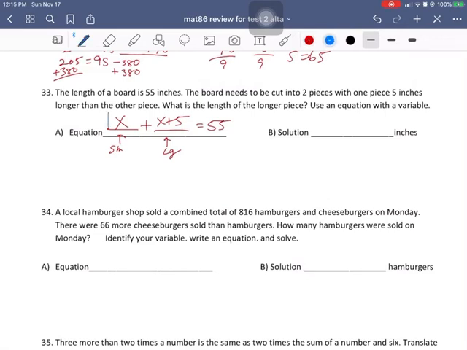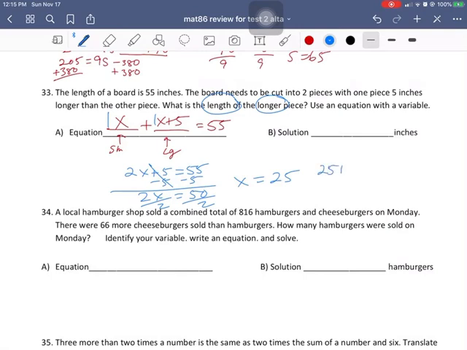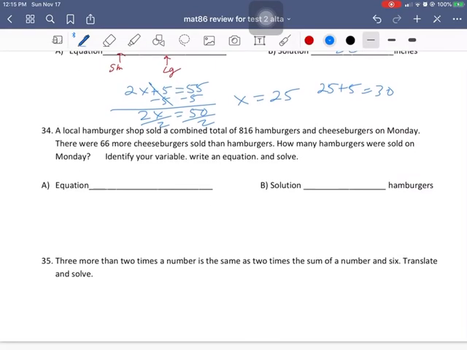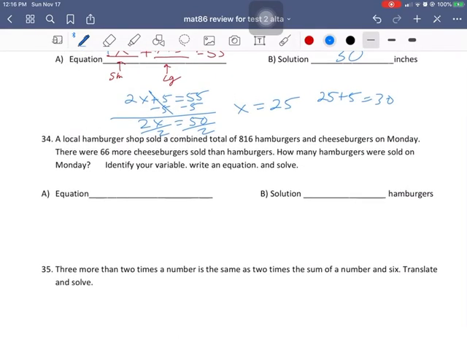And so you have 1x here and 1x there, so you have 2x plus 5 equals 55. Move the 5 over. 2x equals 50, divided by 2, x equals 25. What was x again? X is the length of the shorter board. They want to know the length of the longer piece. So 25 plus 5 is 30 inches for the longer piece. Okay, be careful with those.